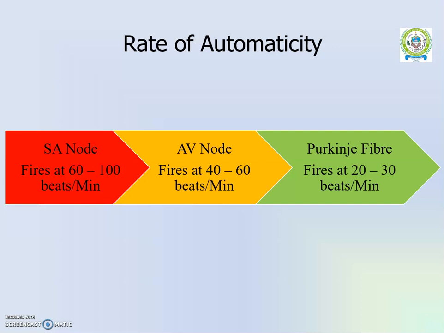So the SA node fires at a rate of 60 to 100 beats per minute, and the AV node, if the SA node is not functioning properly, can fire at 40 to 60 beats per minute, and if the AV node is not firing, the Purkinje fibers can fire at a speed of 20 to 30 beats per minute. This is to maintain the minimum requirement of blood in the circulation.